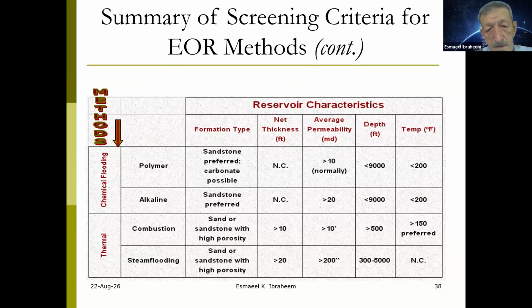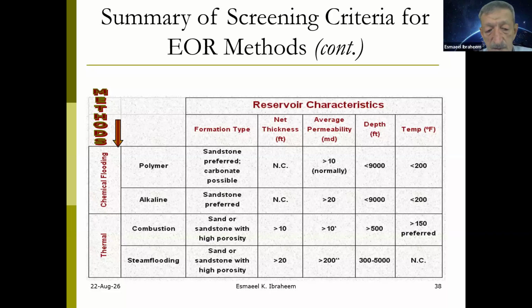Polymer: formation type sandstone preferred, carbonate possible. No characteristics about this. Net thickness is not a factor. Average permeability greater than 10 millidarcy, normally 10 millidarcy. Depth less than 9,000 feet. Temperature is less than 200.